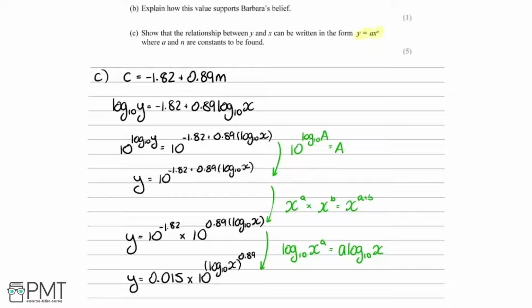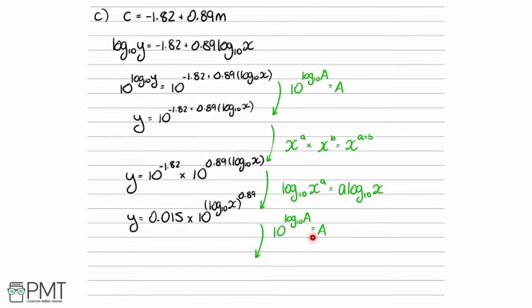Now we've got ourselves in the situation we had earlier, where we've got 10 to the power of log base 10. So using the same rule we did earlier, we can say that y equals 0.015 multiplied by x to the power of 0.89. Now we finish the question: we've got it in the form y equals some constant a, so a is 0.015, multiplied by x to the power of some constant n, which in this case is 0.89.